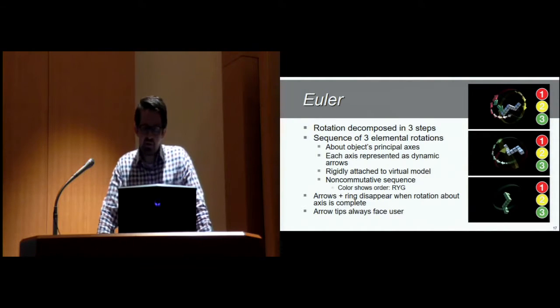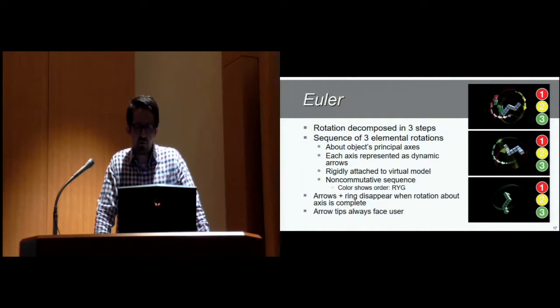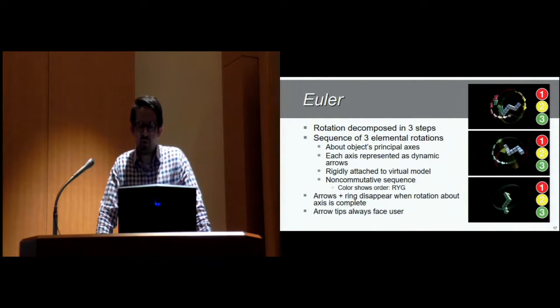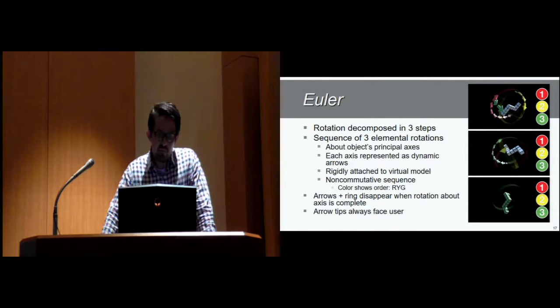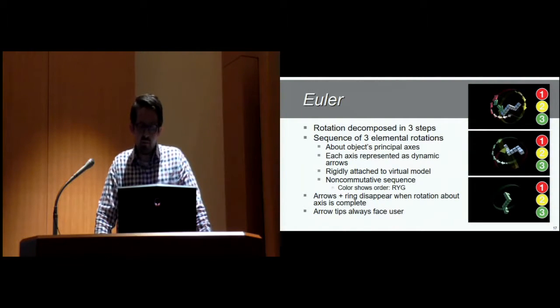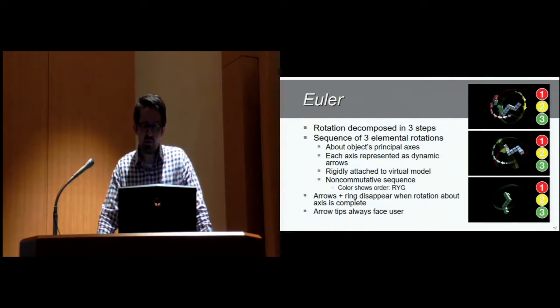So here you can see that we have the same style of arrows that we use for optimal axis. So there's a ring with arrows attached to each of the major axes of the object. The order, which is important, is encoded by traffic light colors, red, yellow, and green, and the user is persistently reminded to pay attention to the order with the numbers 1, 2, 3 on the right side of the screen.